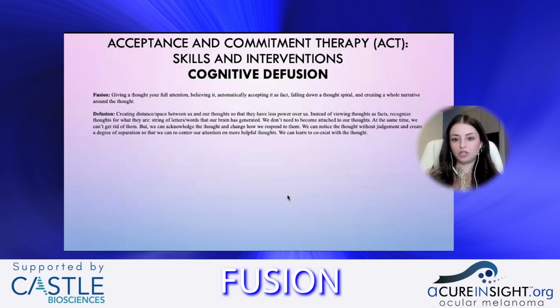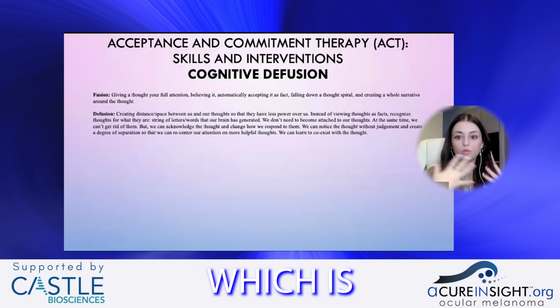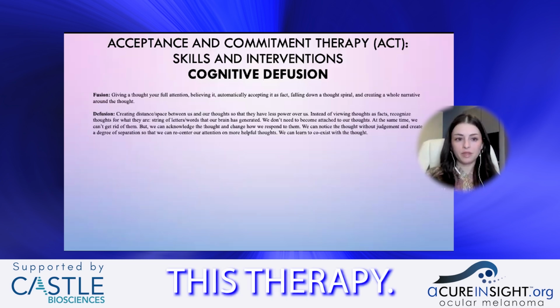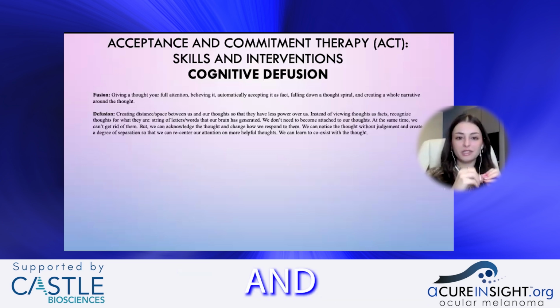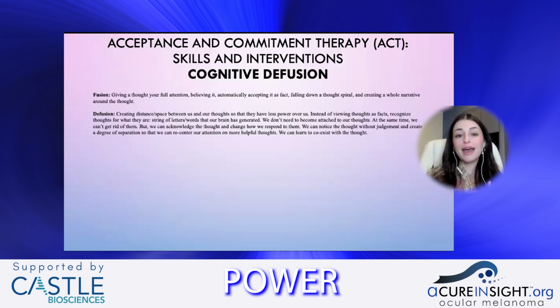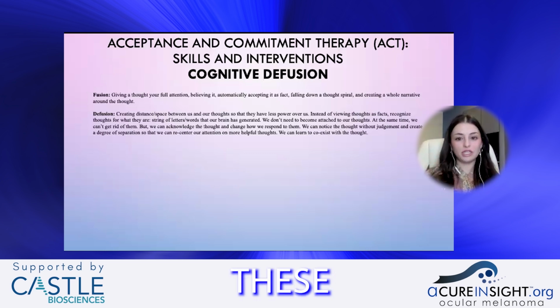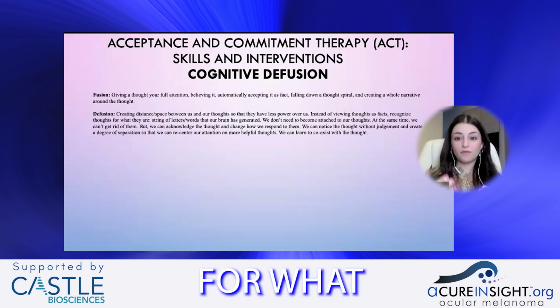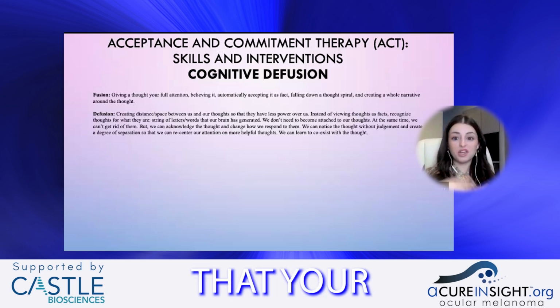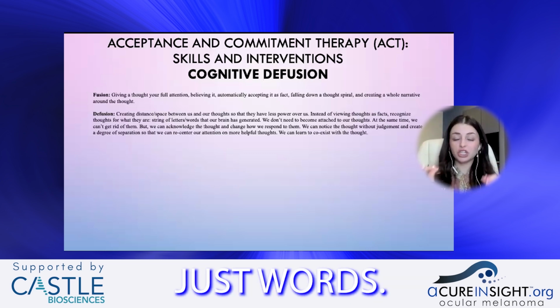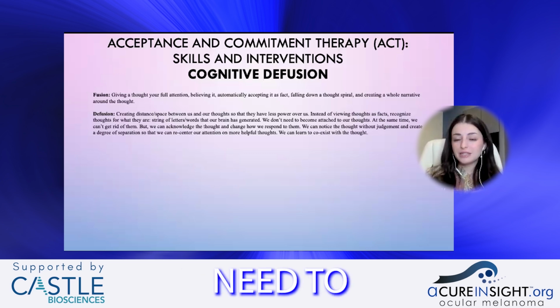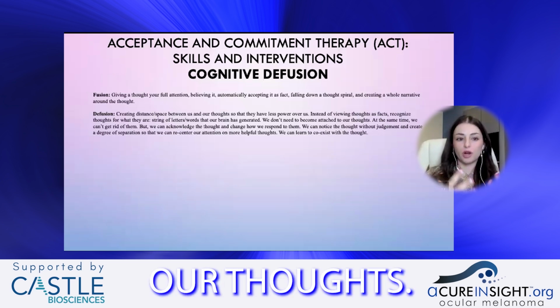The opposite of cognitive fusion is cognitive diffusion, which is what we help people do in this therapy. So as it says here, we want to help people create distance between themselves and the thoughts so that the thoughts have less power over them. So instead of viewing these thoughts as facts, we try and view them for what they are: strings of letters that your brain has generated, strings of words, nothing more, nothing less. It's really just words. And we don't need to become so attached and fused to our thoughts.